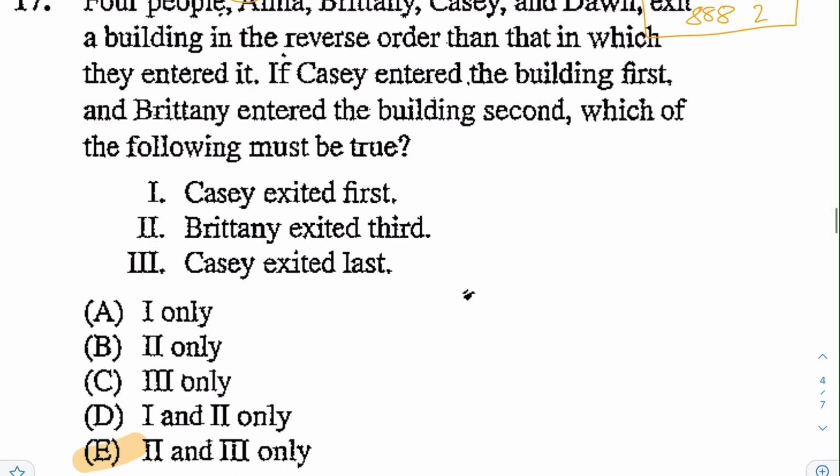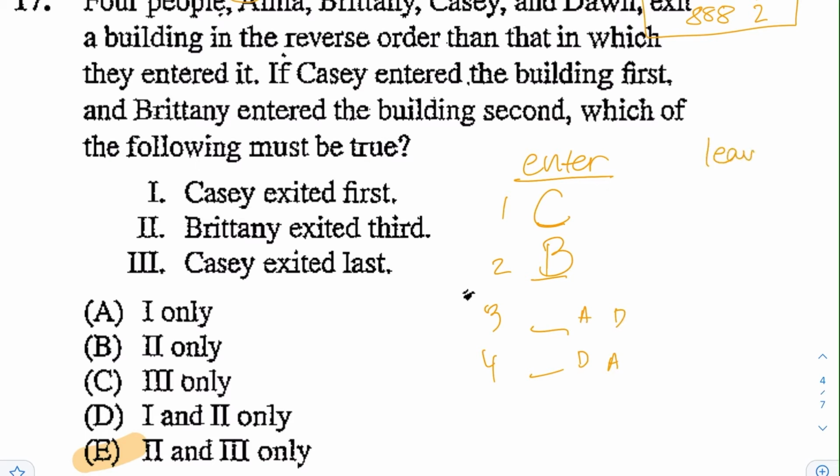All right, next for number 17. 4 people, Anna, Brittany, Casey, and Dawn, exit the building in the reverse order than that in which they entered it. If Casey entered the building first and then Brittany entered the building second, which of the following must be true? So here, you can make a chart. So you have 4 people, they're entering in some order. Now Casey entered the building first, and then Brittany entered the building second. So you have 2 choices left. It's either AD or DA.